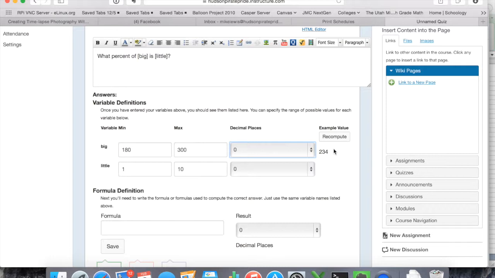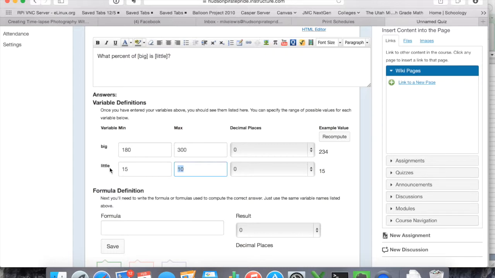And you can see over on the right-hand side, it's showing me an example of a number that it would pick in the range that we're talking about. So between 180 and 300 with 0 decimal places, it says, hey, one example is 234. Fine. Okay, so I'm going to do the same for the little. And let's see. I want it to be no smaller than 15, just so that the percentage doesn't get too small.